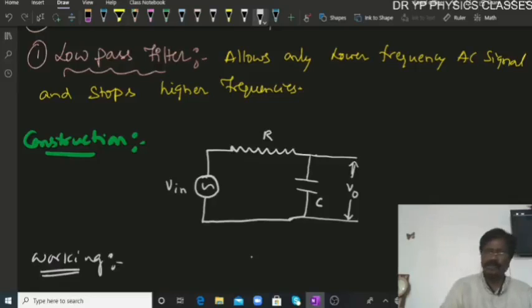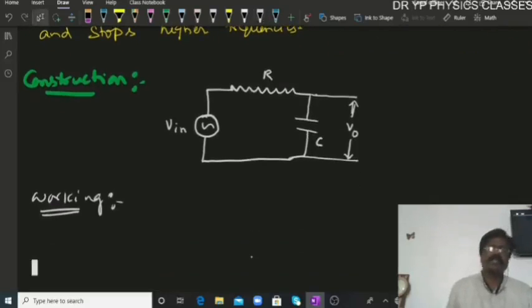Working. For any frequencies, there is no change in the resistor impedance to the input signal. There is no change across the R. Whatever voltage comes across here will be given to the capacitor. Therefore, at lower frequencies, whatever the input is here, the output will be the same, because there is no potential drop across this resistor.